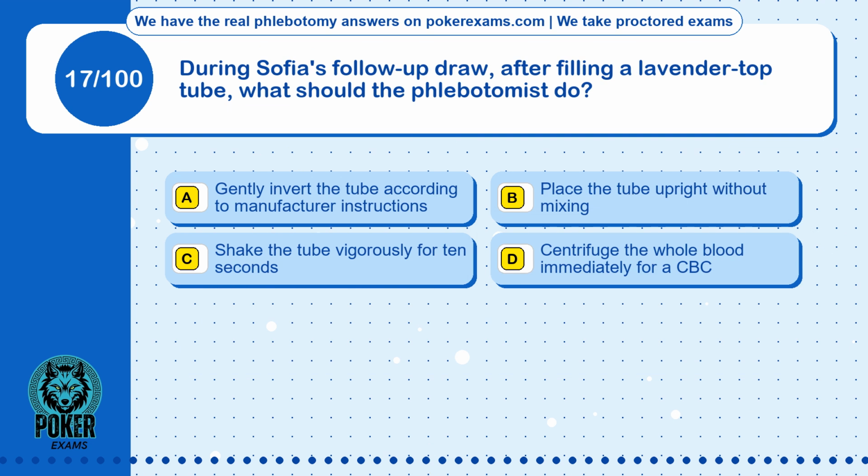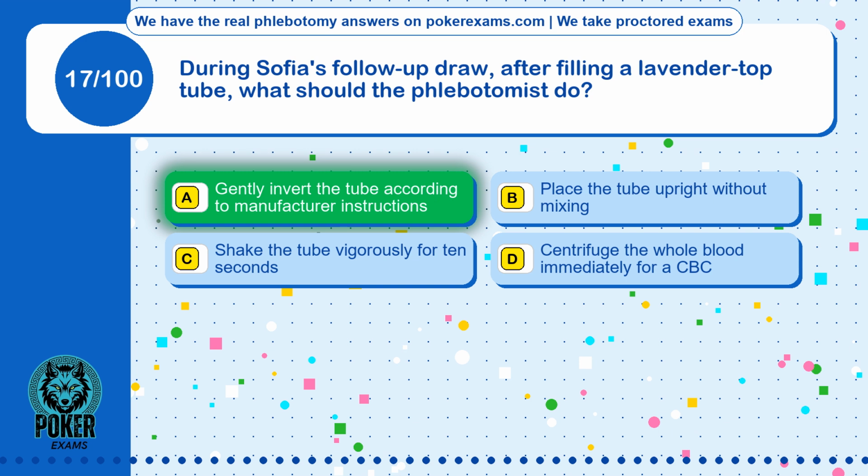Question 17. During Sophia's follow-up draw, after filling a lavender top tube, what should the phlebotomist do? Option A, gently invert the tube according to manufacturer instructions. Option B, place the tube upright without mixing. Option C, shake the tube vigorously for 10 seconds. Option D, centrifuge the whole blood immediately for a CBC. The correct answer is option A.